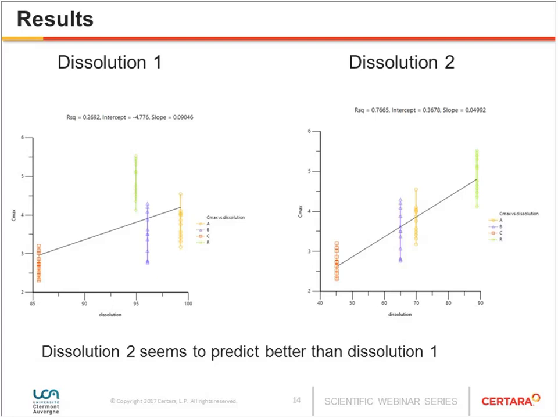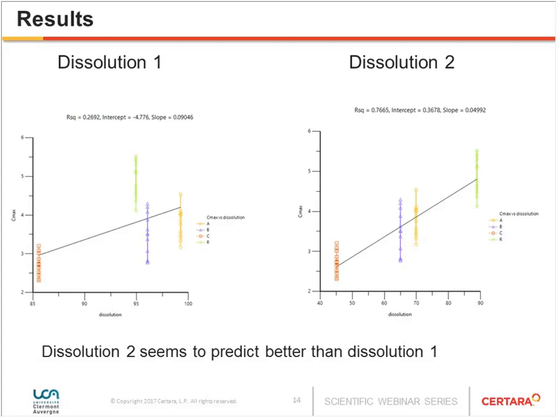Only to show you what is the problem. If you use the dissolution method 1, which is on the left panel here, you can see that you have an R square which is not good. Why? Because you can see that all the formulations are not matching, and not matching in distance between formulations, but also in all the formulations on the same straight line. On the opposite, if you use the dissolution method 2, you can see that the R square is better and is better matching. So dissolution 2 seems to predict better than dissolution 1. But that is the first thing.